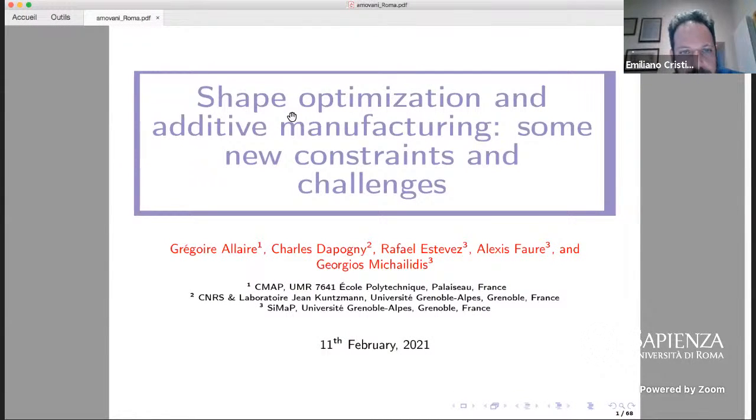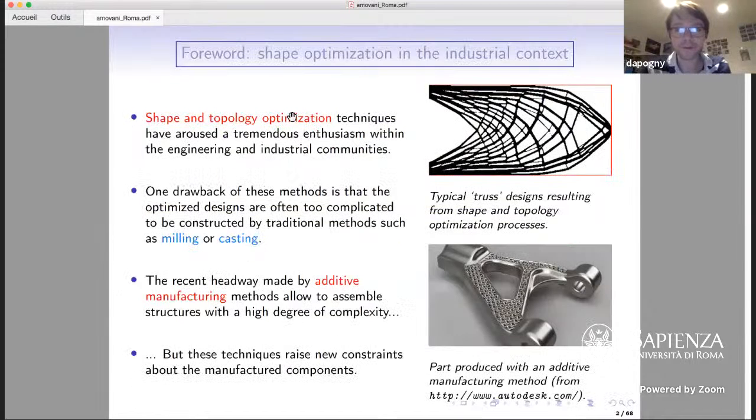Yes. So just a few words as a starter to put things in the context. Shape and topology optimization techniques have been used for decades by engineers, and they have aroused a tremendous enthusiasm in this field. One thing that is currently reproached to these techniques is that they generally deliver too complicated designs to be manufactured. So, for instance, here is an example of an optimized design for whatever criterion that is made of very, very thin bars that would be very difficult to assemble.